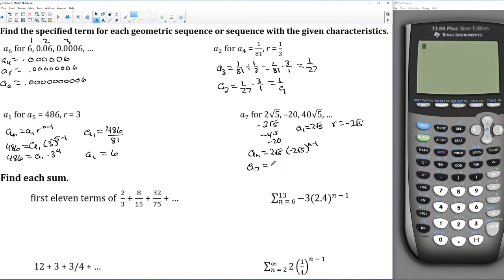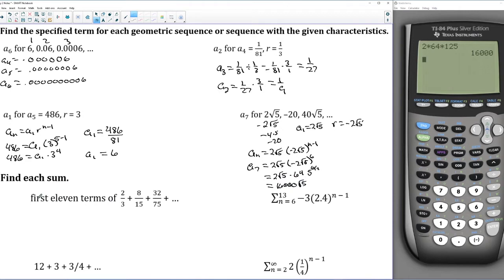A sub 7 is equal to 2 square root of 5 times negative 2 square root of 5 to the 6th. So we have 2 square root of 5, and then negative 2 to the 6th would be a positive 64. And then we have 5 to the 1/2 power, that's square root. So that's really 5 to the 6/2 power, and that's 5 to the 3rd. So we need 2 times 64 times 125. That's 5 to the 3rd. So we get 16,000 times the square root of 5.